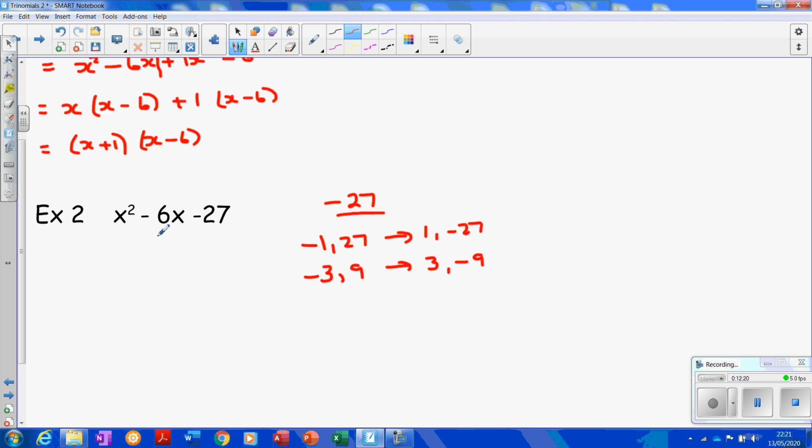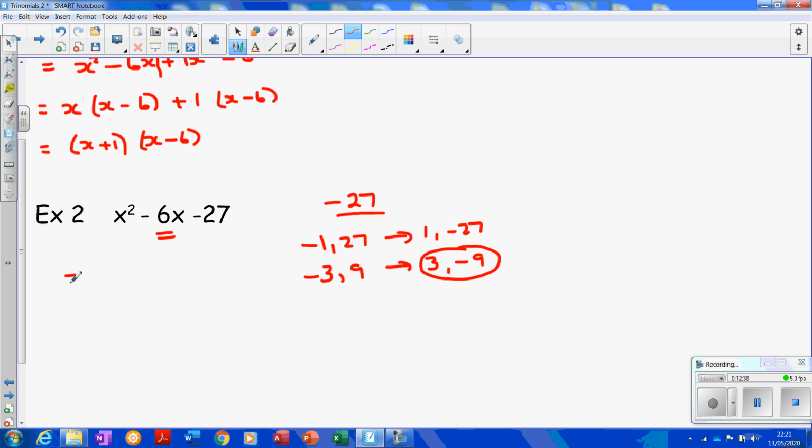I'm looking for -6. That would give me -1 plus 27 is 26. 1 minus 27 is -26. -3 plus 9 is +6. And right at the end here, 3 minus 9 is -6. So that's it right at the end.